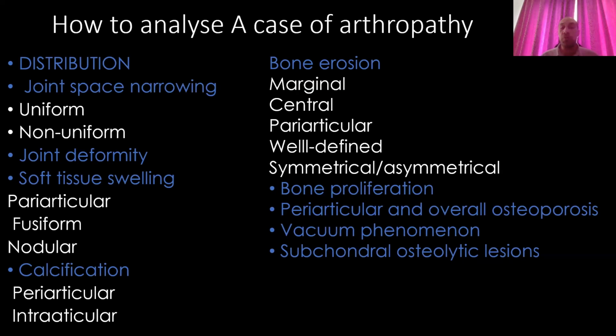Periarticular and overall osteoporosis, this is because of the osteoporosis related to the hyperemia, and this is one of the features of rheumatoid arthritis. Vacuum phenomenon is degenerative, and subchondral osteolytic lesion, subchondral cyst, is rheumatoid arthritis. This is an osteoarthritis. Okay.